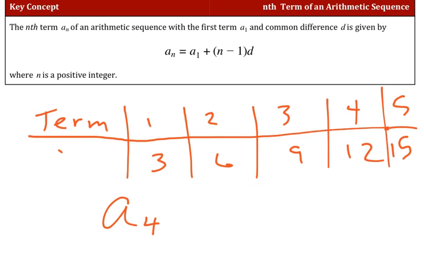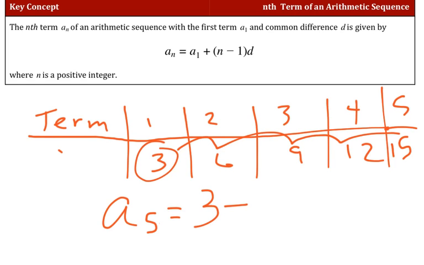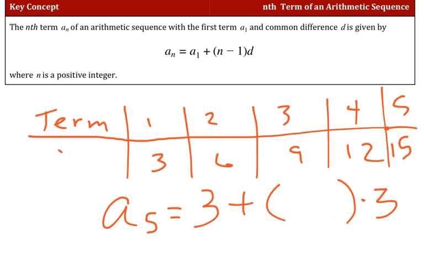So that there are fewer 3's, let me do this with different values. Now instead I have a fifth term, a sub 5, and my starting term of 3 would have to make 1, 2, 3, 4 steps, where each step is the same as times 3, to get to 15. So here's 3 plus 12, which does give me 15. But what I want to show you is that if you're finding the fifth term, then you have to make 4 steps.